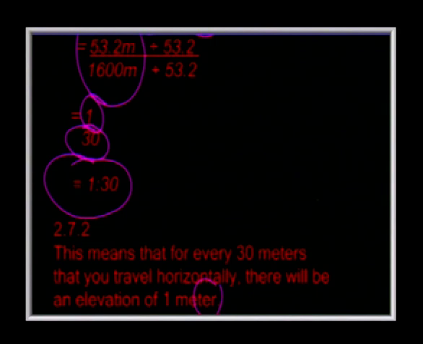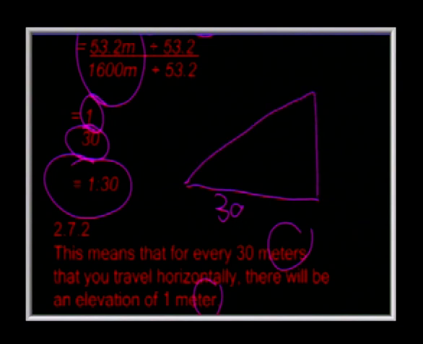If I want to draw it like this, I say 30 here, or I don't have to have meters. Because the meters are gone, I could just say that for every 30 units horizontally, it changes by 1 unit vertically. That's my explanation for it. And the bigger the figure here, the more gentle the gradient. The smaller the figure here, the steeper the gradient.